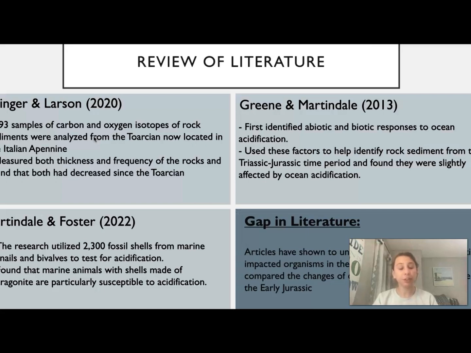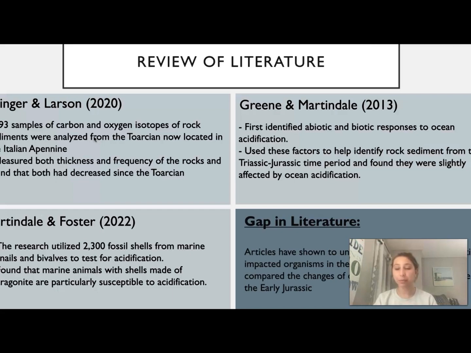So for my review of literature, Ettinger and Larson in 2020 took 293 samples of carbon and oxygen isotopes of rock sediments, which were analyzed from the Toarcian, now located in the Italian Apennine, and they measured both thickness and frequency of the rocks and found that both had decreased since the Toarcian.